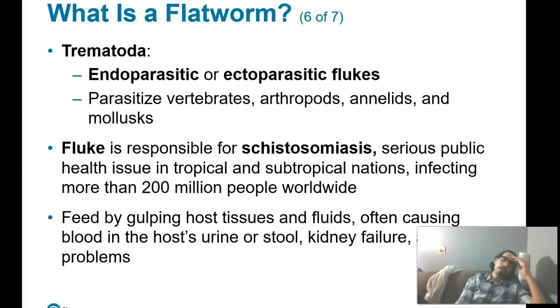Okay, so we'll stop here at flatworms and we'll continue with segmented worms in the next video.